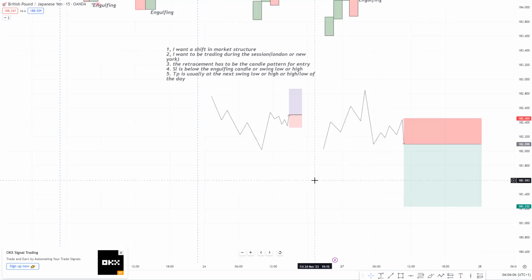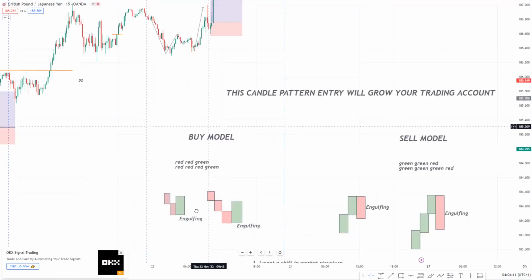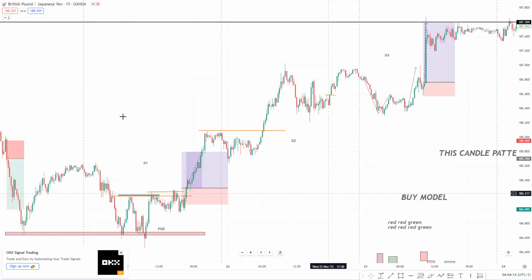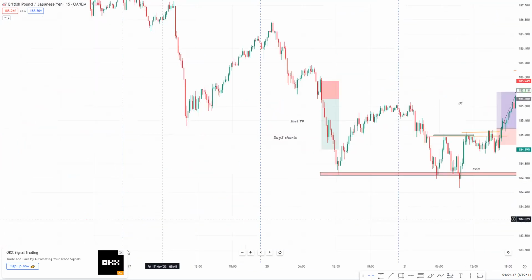So let's jump onto the chart right now and look at a few examples. So this is Gbpjpy. Let's start from Monday. Or this Tuesday, no, actually.